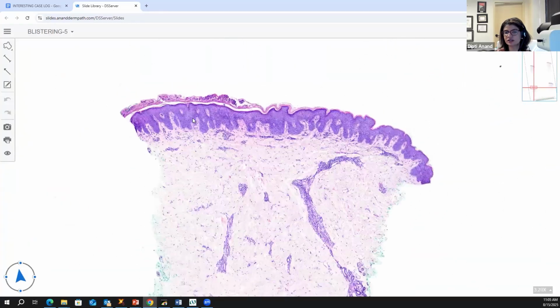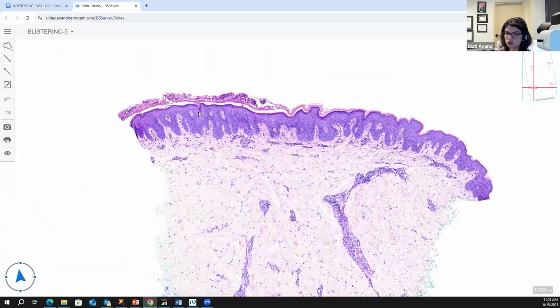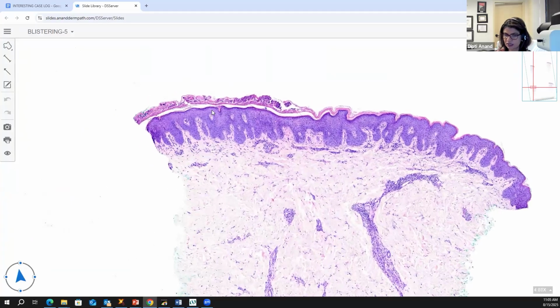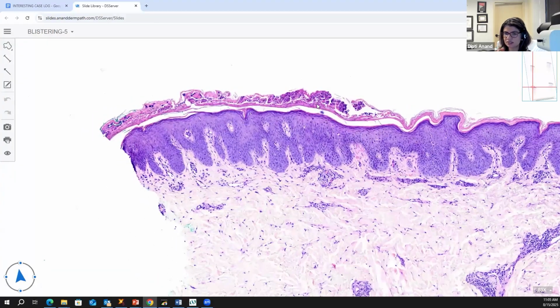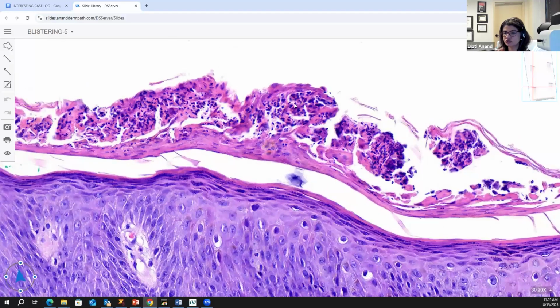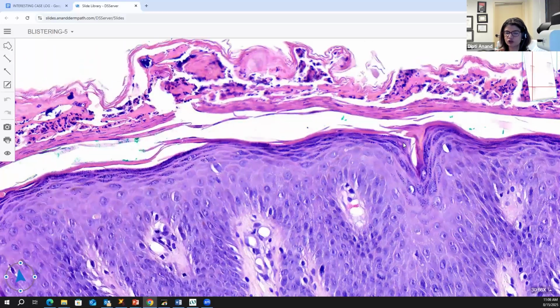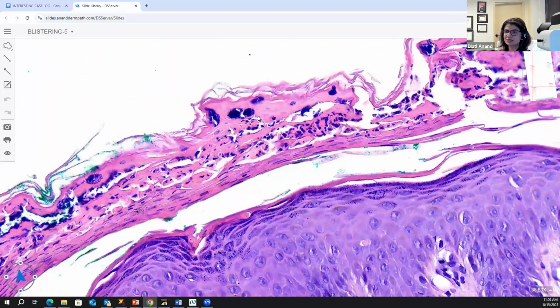Again, what you're seeing over here is a subcorneal split, where the stratum corneum is lifted up. This is a dirty subcorneal blister because you're seeing all these neutrophils within the infiltrate. And what you also see in here are bacterial colonies. So this is bullous impetigo.